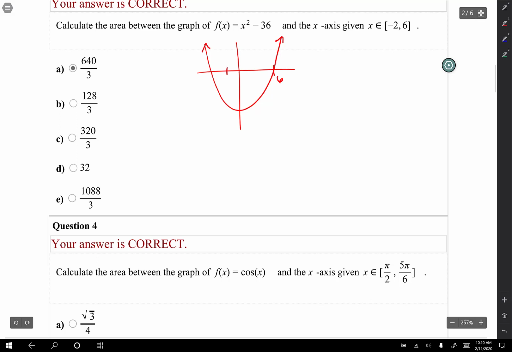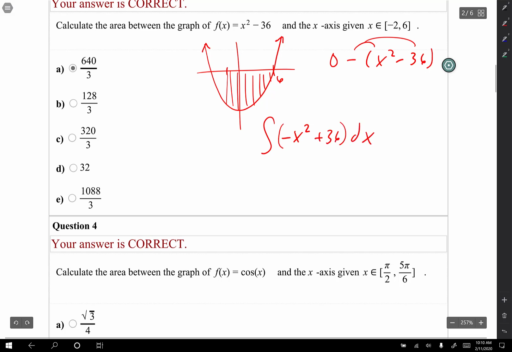So between -2 and 6, I notice that the area is below the x-axis. If I want to have it positive, I'm going to have to do 0 minus x squared minus 36. If you want it to be positive, you can always just integrate x squared minus 36 from -2 to 6 and then just turn it to a positive. But if you want to be 100% correct, I'm going to integrate negative x squared plus 36, and now we're going to force it to be a positive from -2 to 6.